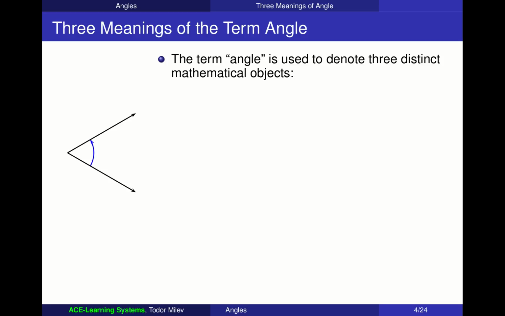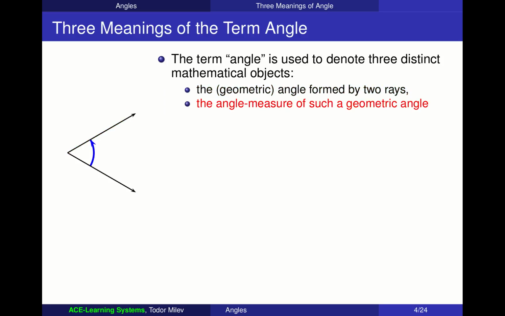The first object is the geometric angle, formed by connecting two rays. A ray is half of a line, so a line of which only half is kept, and the other half has been discarded. So the geometric angle, this configuration, the two rays connected together at their origin, that is a geometric angle.